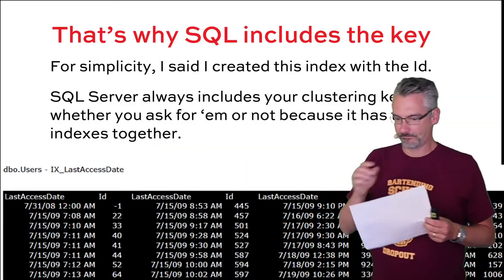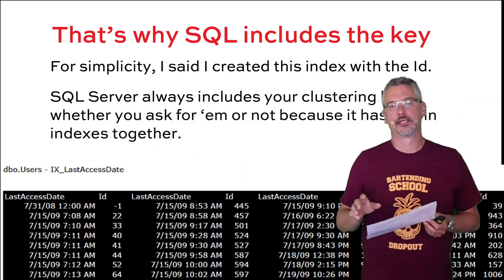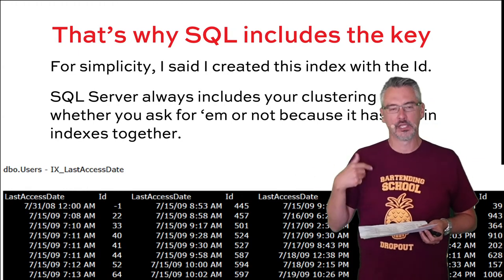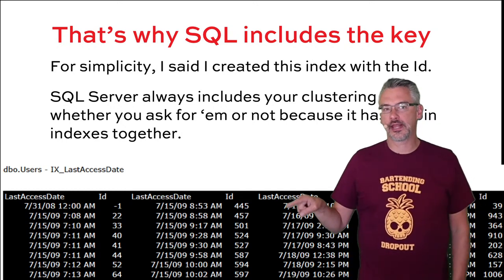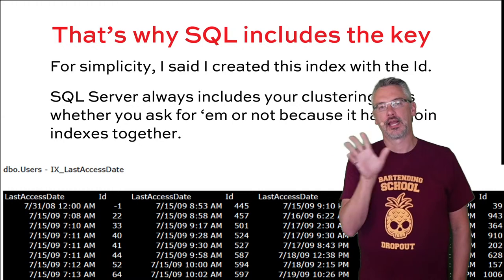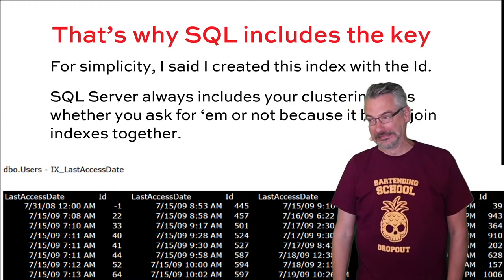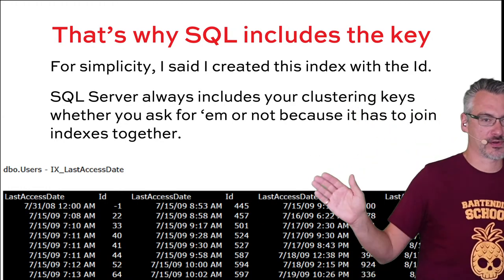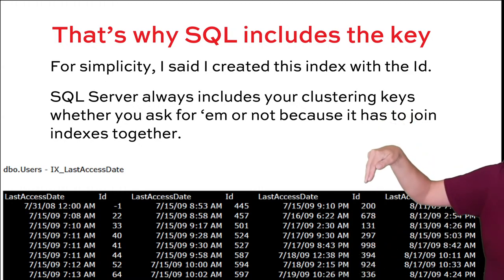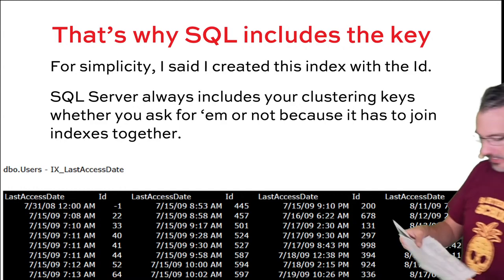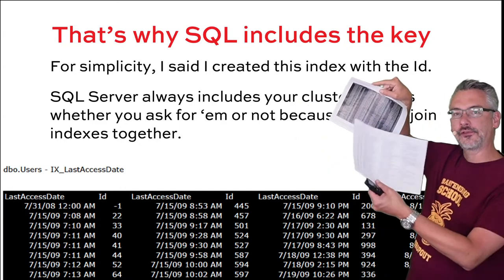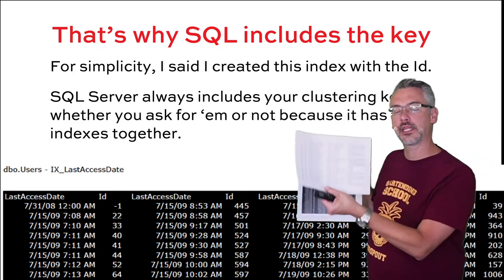Now's a time when I need to tell you that I lied to you earlier. Earlier, when I said that I created this index based on last access date and ID, I didn't need to. All I really had to do was create the index on last access date, and SQL Server would have already added ID for me. Because for every row that I find in here, I have to be able to join down to here.